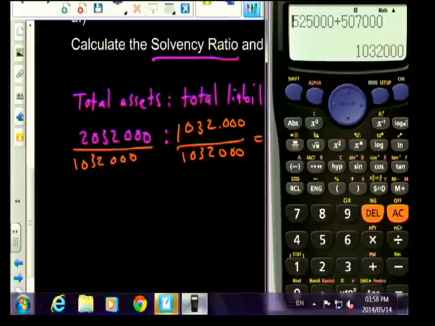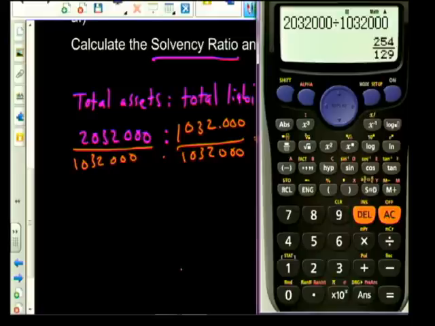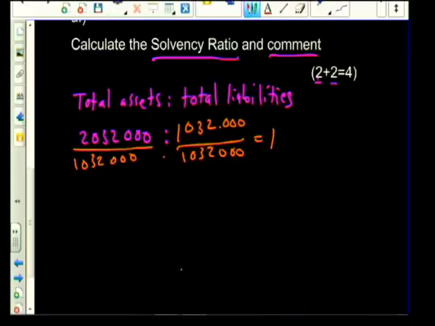So if we do it on the calculator, we're going to take our total assets, which is 2,032,000, divide by our total liabilities, which is 1,032,000, and the answer comes to 254 over 129, which we will change to a decimal by pressing the S to D key, and the answer comes to, let's round it off to 2 decimal places, 1,97. So let's fill it in here. The answer comes to 1,97 to 1. So we get 2 marks for that calculation, calculating the solvency ratio correctly.